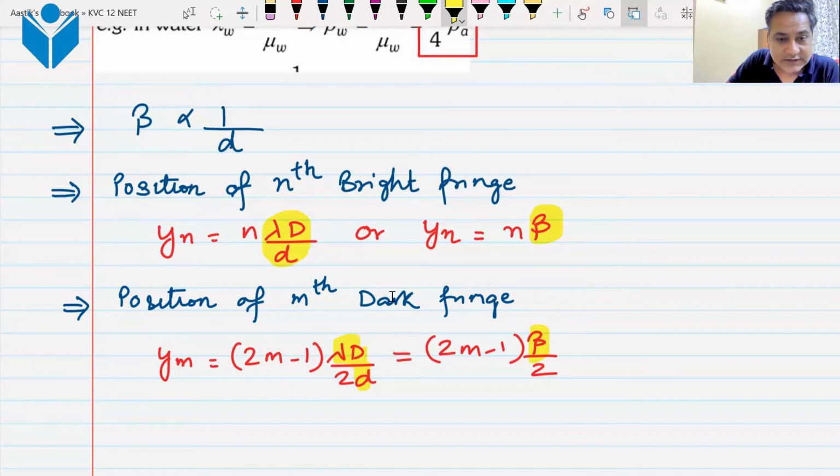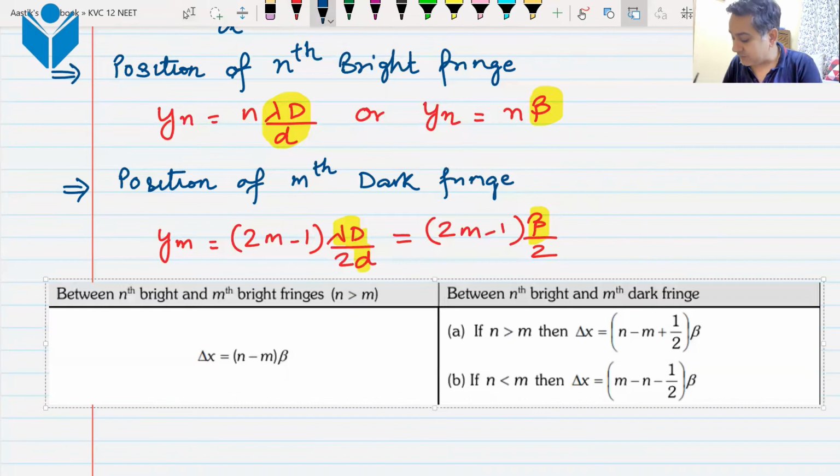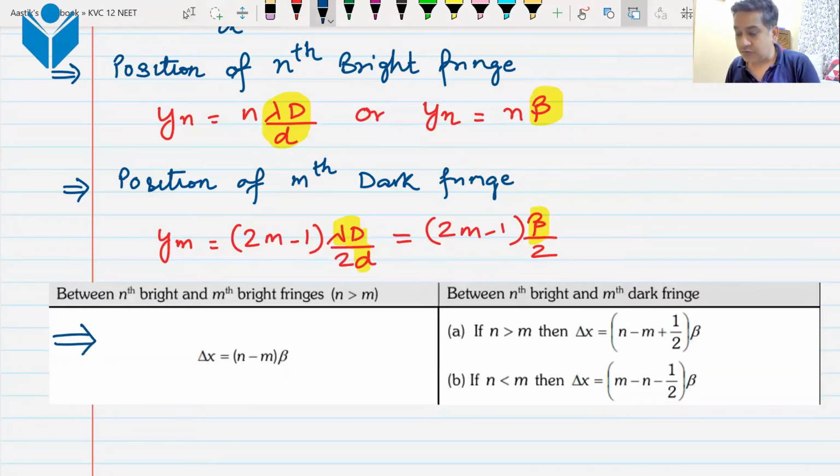I will tell you one more thing, and then probably I'll give you more time to write. Sometimes I have seen questions coming where they ask you the distance between one bright and one dark, or one dark and one bright. I have seen questions of this nature coming in your NEET exam. You can obviously do it very simply, but if you want a formula for this, this is the formula that we can use for the distance between nth bright and mth bright. Remember, here I've assumed that n is greater than m.